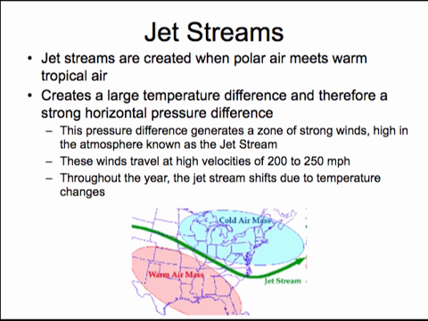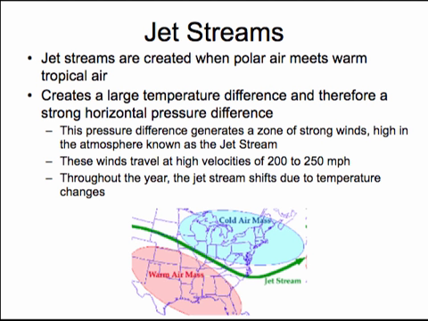So the jet stream is created when polar air from the north, so think Canada, even parts of New Hampshire, the Great Lakes, meets more tropical air from the south. So Florida, Texas, Louisiana, those warmer areas. This creates a large temperature difference and therefore a strong pressure gradient. The pressure difference generates a zone of strong wind, because remember, when warm air meets cold air, it changes the pressure, and pressure changes cause wind, and it's known as the jet stream. These winds can travel at velocities of 200 to 250 miles per hour, so the jet stream is very fast moving.